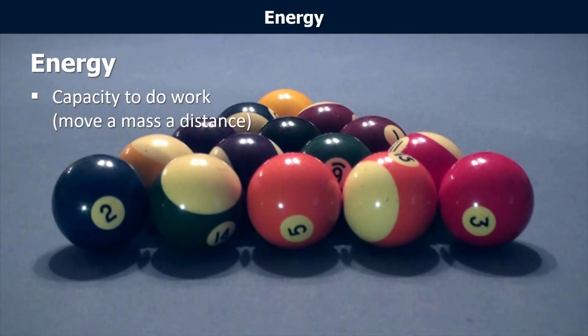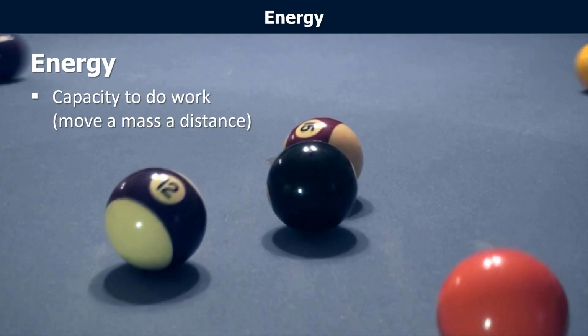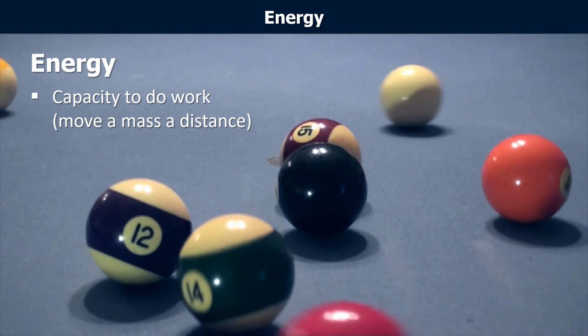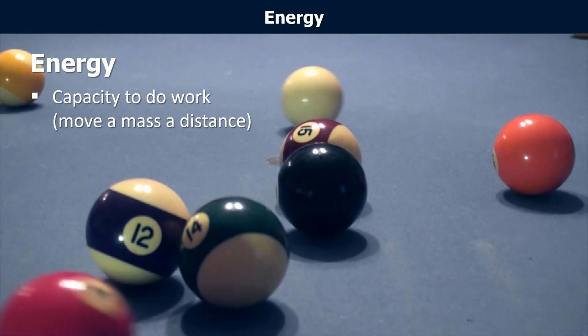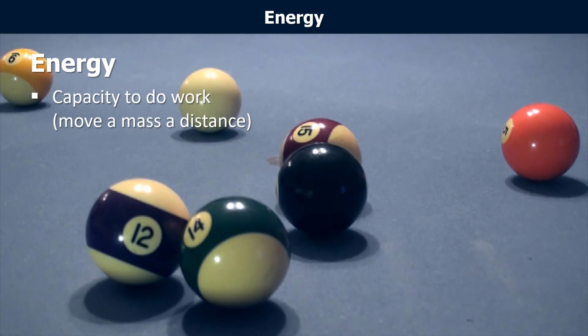Here we see some billiard balls. Each one of them has a mass. They're not moving right now, but what if we hit the cue ball into this? What if we give the cue ball some energy? We give the cue ball some capacity to do work, and as it comes in, you can tell the cue ball had energy because it in fact moved those masses a certain amount of distance. The greater they moved, the more energy the cue ball must have had in the first place. So that's a good physics example of what energy might look like.